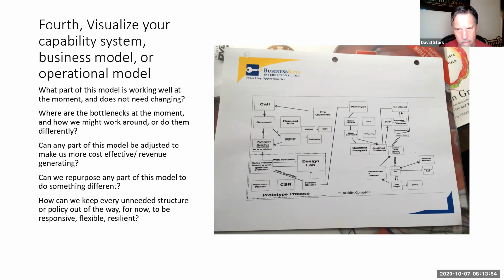How can we be more flexible? How can we be more resilient? Meaning, if we have to go through another low or another season of lockdown, how can we best deal with that? So I find a simple model allows everybody to think creatively about how we might change that at the moment, or you might change it permanently long term. So I find visualizing that helps us think in new ways about how we might go about doing that. So that's the fourth, just to visualize your capability or your business model system.